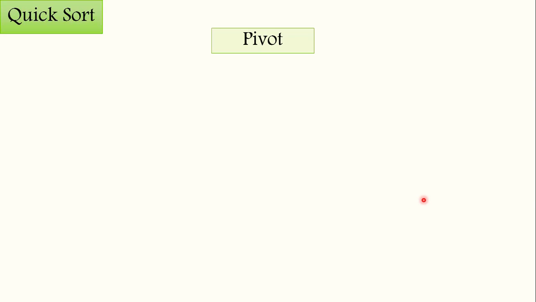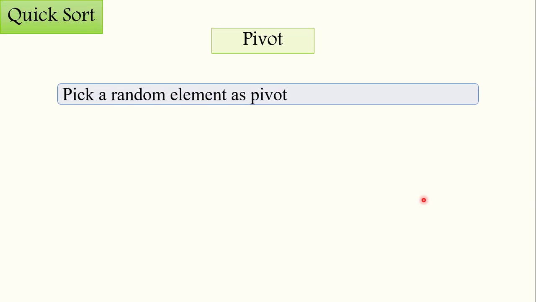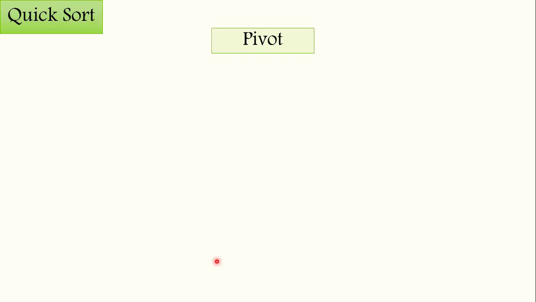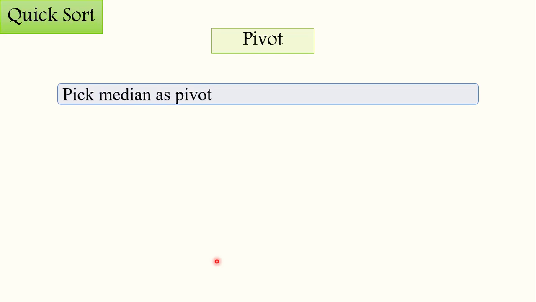Another version is to pick a random element as pivot. Means we can consider the 3rd index value as pivot, or 4, 5, 6, 7, 8, any of them from the given array, no problem. And last, it may be possible to pick the median as pivot.